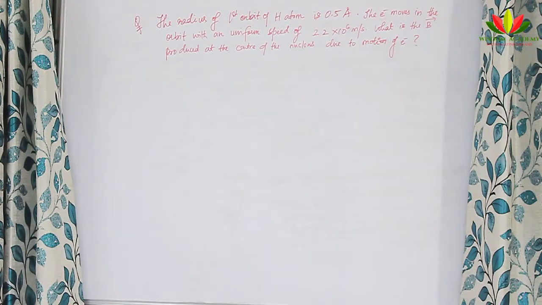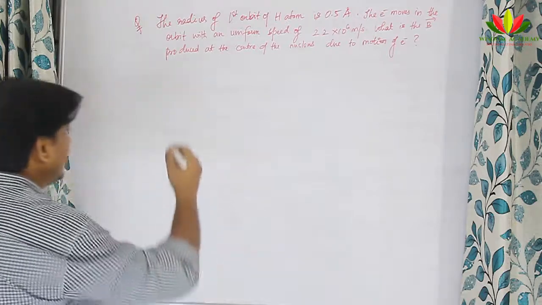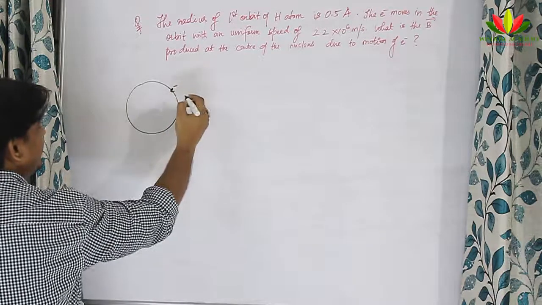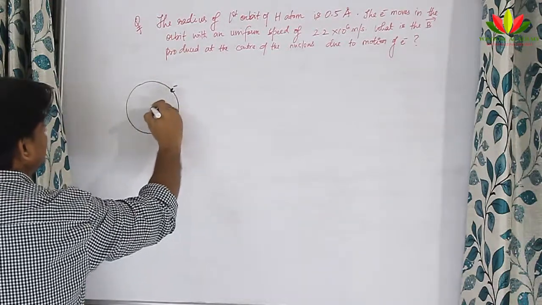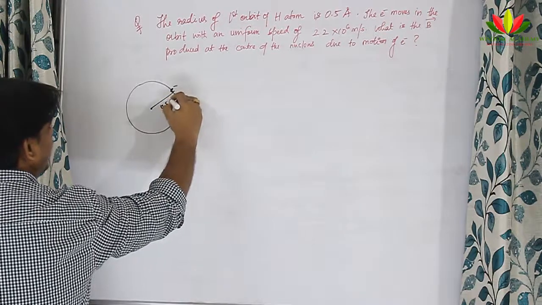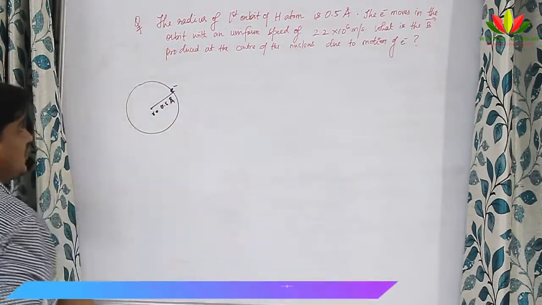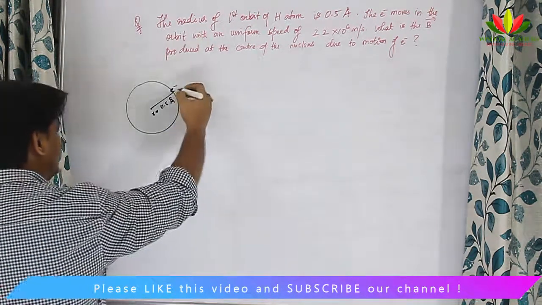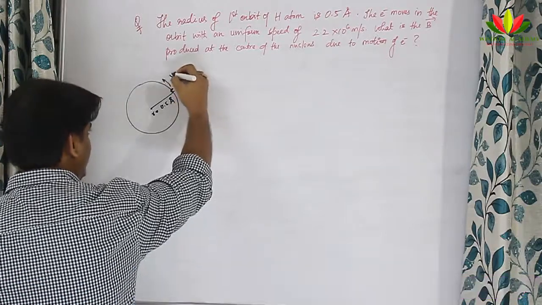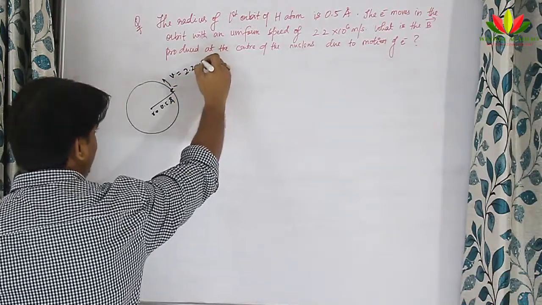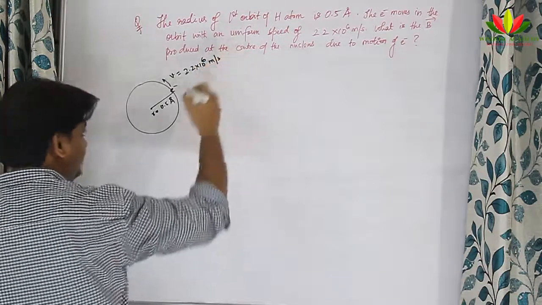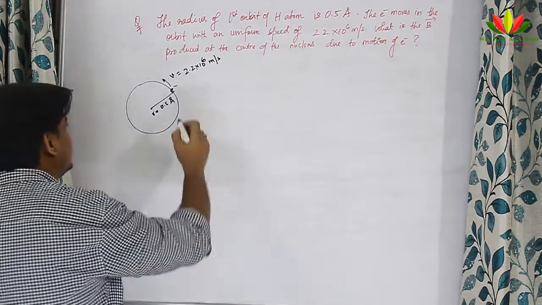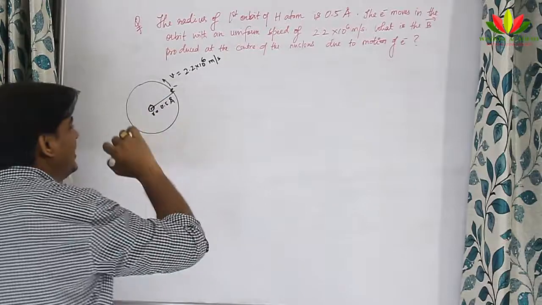The radius of the first orbit of hydrogen atom is 0.5 Angstrom. So suppose it's a hydrogen atom, then they are saying the electron is going around and the radius of the first orbit is given as 0.5 Angstrom. The electron moves in the orbit with a uniform speed of 2.2 × 10^6 meter per second. What is the magnetic field produced at the center of the nucleus due to the motion of this charge? So they are asking what is the magnetic field at the center due to this movement of the electron.